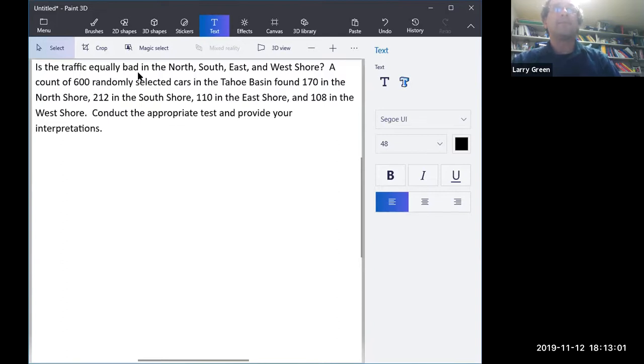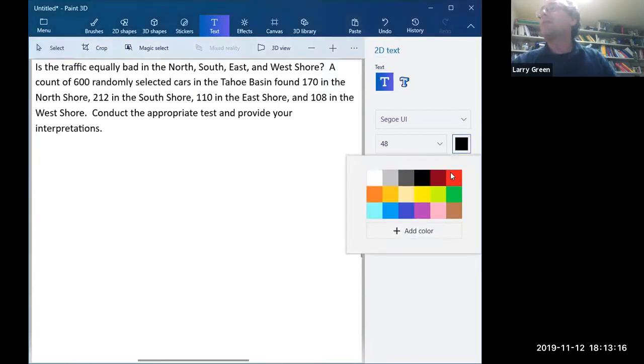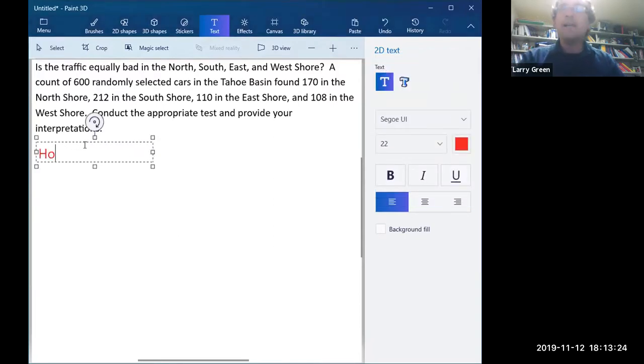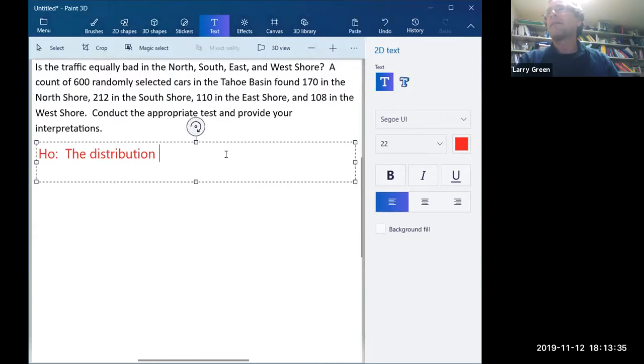Uniform. Remember, we use the word uniform if it's all the same. Do you remember that? So when we talk about our null hypothesis here, that's going to bring about our null hypothesis. So what we can say is H naught is the distribution of cars is uniform. Any questions on that? Okay, because we want to see, is it equally bad?